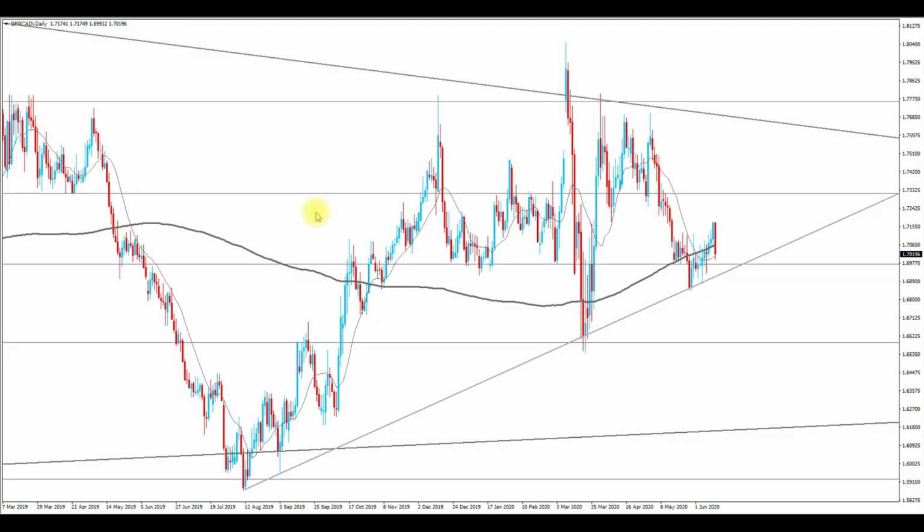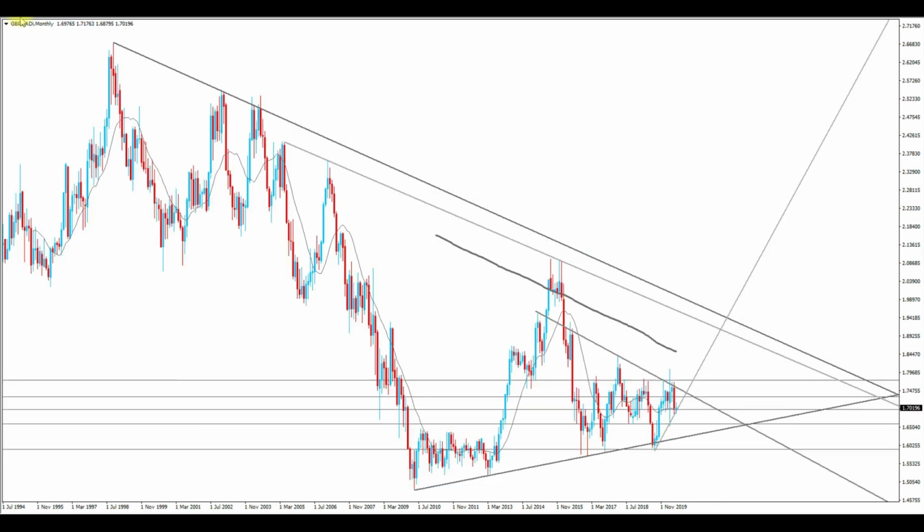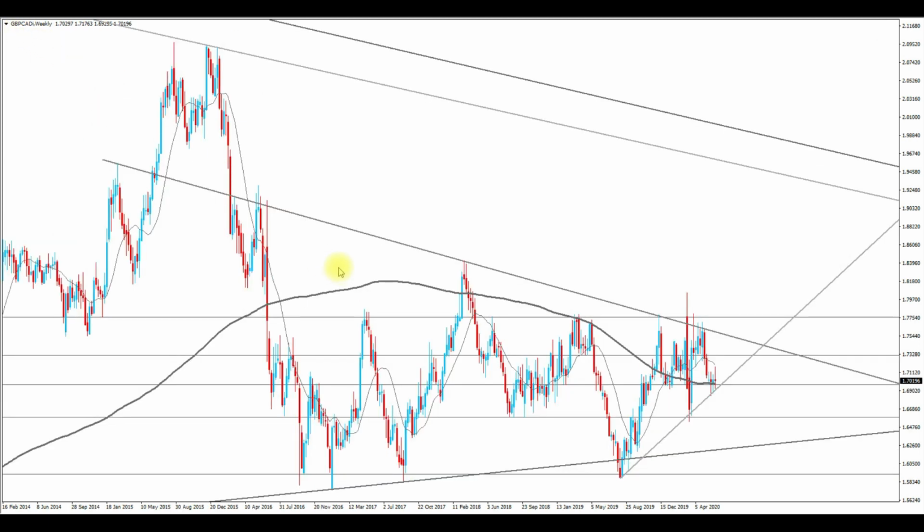And last but not least, we have GBP CAD. So if we go to the monthly, you can see that we have these two trend lines here, and I'm expecting price to reach one of these soon. So we've got this wedge pattern here, and if I go to the weekly, you can probably see it better. So we've got this pattern here.